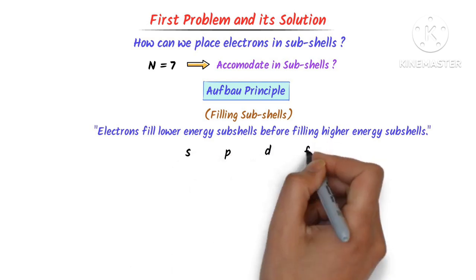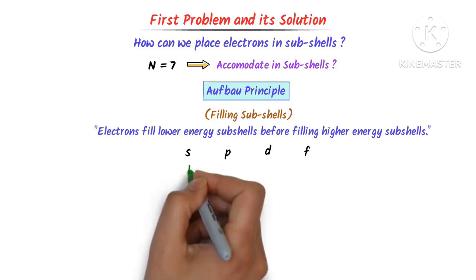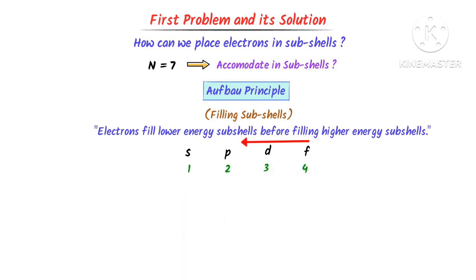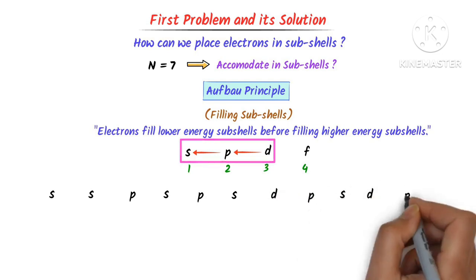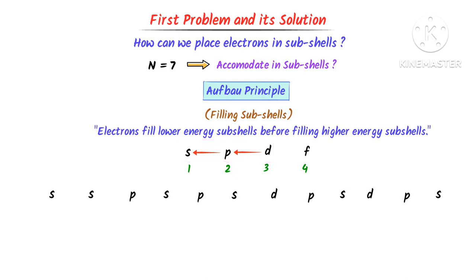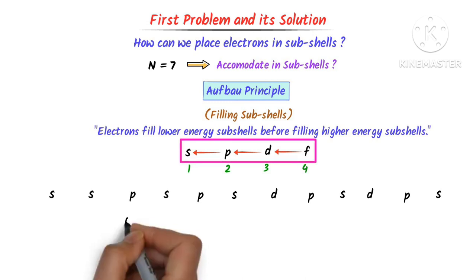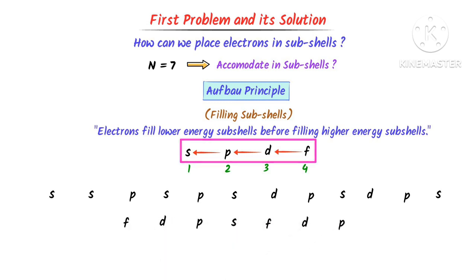I write SPDF and I write 1, 2, 3, 4. I go from back side. I write here S 2 times, S and S. Then I go from P to S. I write here 2 times, PS and PS. Then I go from D to P to S. I write them 2 times, DPS and DPS. Lastly, I go from F to P to D to S. I write them 2 times, FDPS and FDPS.